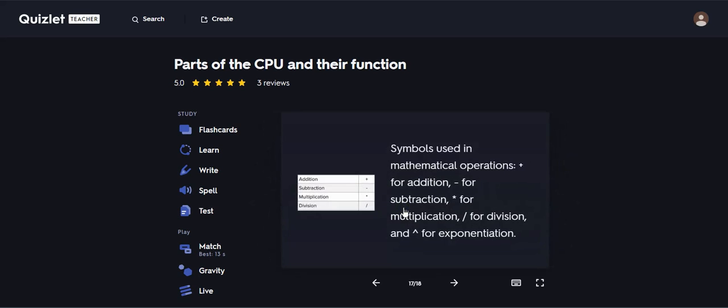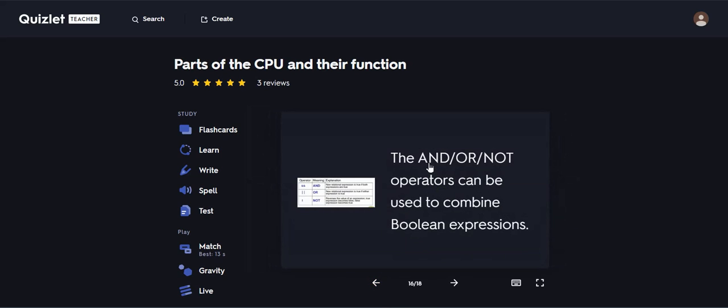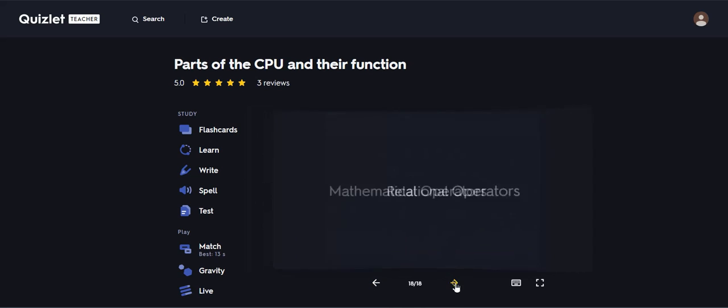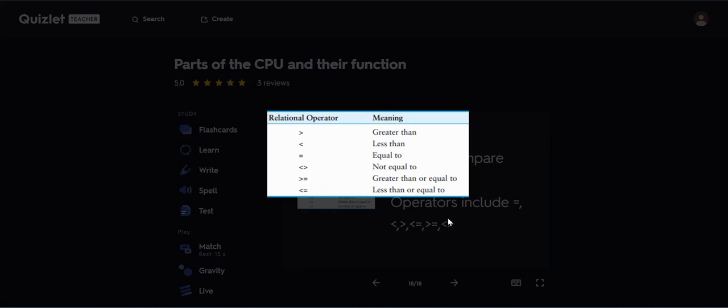So next, I have a summary. Mathematical operators are these: plus, minus, multiply, divide. You can include the brackets too, because remember it forms BODMAS. Logical operators are and, or, not. And the relational operators are where I compare two values. So they consist of equal, less than, more than, less than or equal to, more than or equal to, and not equal to. Just as you see here, okay?